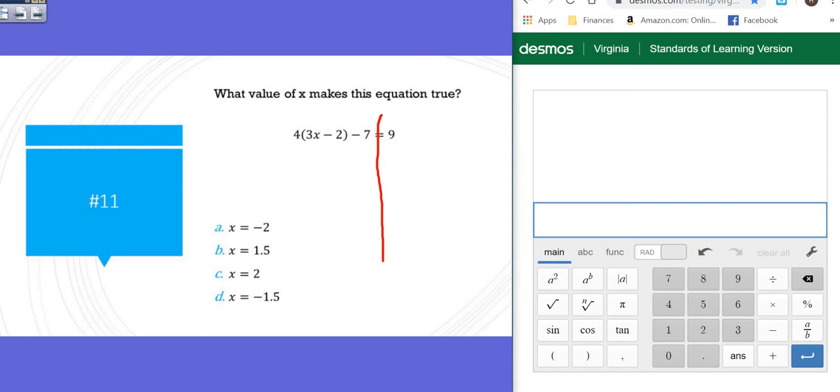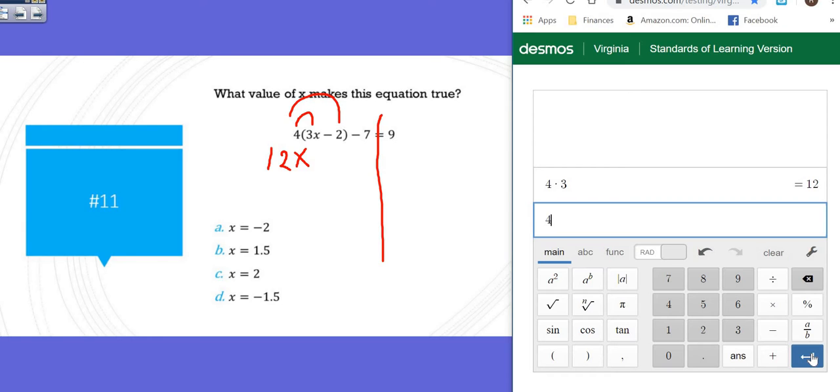So the first thing I'm going to do here always is the distribution. So 4 multiplied by 3x is 12x. Use your calculator for that. For everything you need to use your calculator. I'm going to go ahead and come over here and do it just to show you that it's the best way to do things. So 4 times 3 is 12. So we know we've got 12x there.